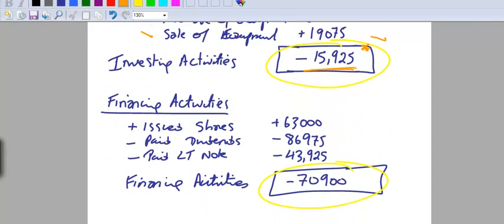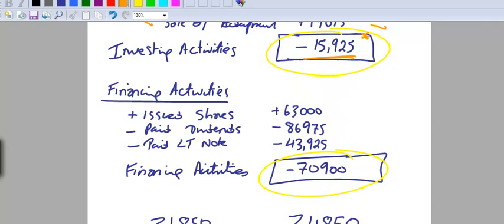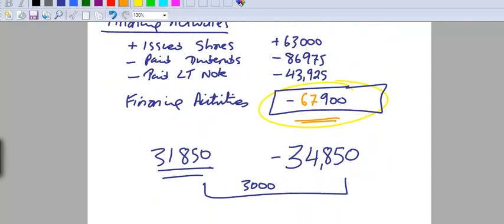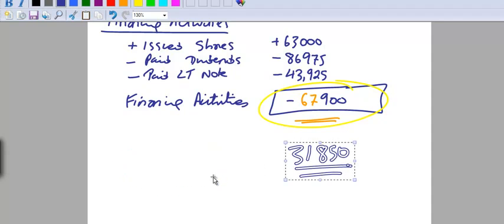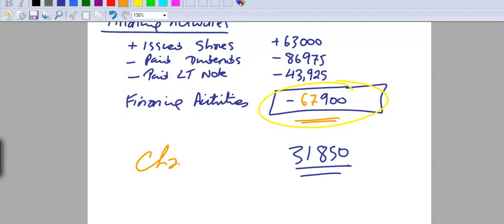Then do another reasonability check. Let's add 63,000. Subtract from it 86,975. And then subtract from that 43,925. Got it. So it's not really 70,000. You're under exam pressure now. It's 67. Add everything up. So this 3,000 was the result of exam stress. This is your change in cash, and now you're looking golden.